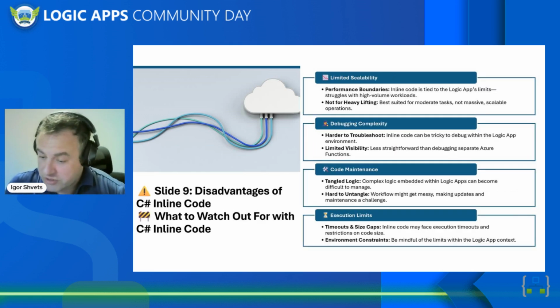Like everything in technology, or maybe even in life, everything comes with advantages and disadvantages. So the disadvantages: it's obviously limited scalability and performance boundaries. Inline code is tied to the Logic App limits. It struggles with high volume scenarios, and it's not for heavy lifting. It's best suited for simple and moderate tasks, not massive and scalable operations.